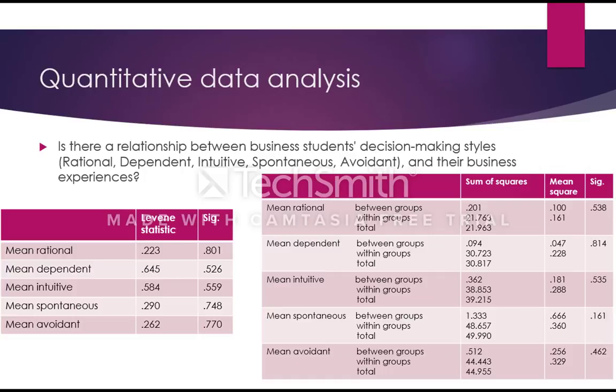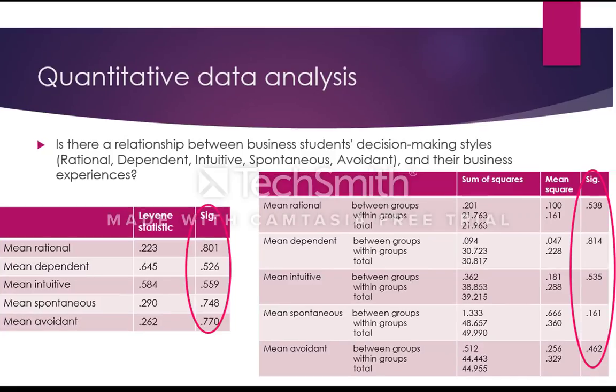To answer the second research question, a one-way ANOVA had to be executed. In the first table, it is looked at if there is equality in variances. Since no significance is below 0.05, they are equal. In the next table, it is looked at if there is a difference between the decision-making styles and the business experience. Also here, no significance is below 0.05, and therefore there is no difference and no relationship between the business students' decision-making styles and their business experiences.